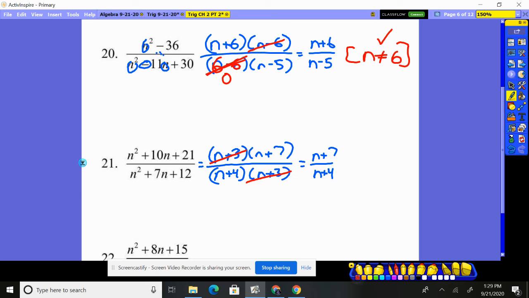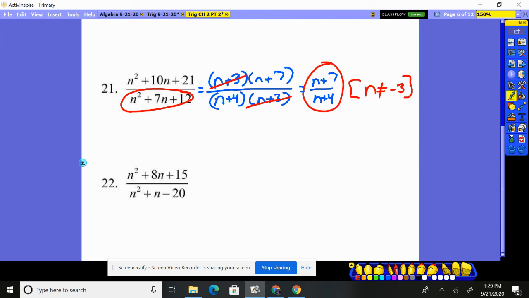What is the restriction, though? Who did you cross out? Who can't n be? Can't be a negative 3. And you wouldn't notice that if you just were looking here. You think, oh, I can plug negative 3 in. But you can't, because if you plug negative 3 into the original equation, that right there is going to become a 0. And you can't have a 0 in the denominator.